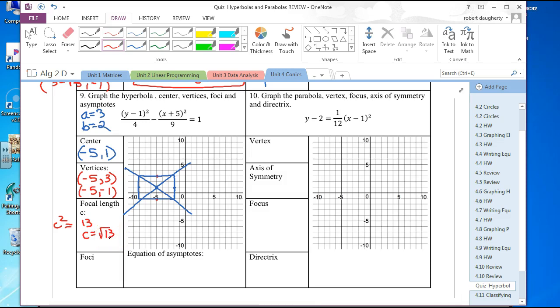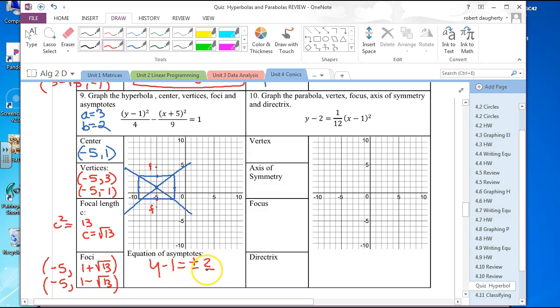So it tells me if I go up 1, 2, 3, somewhere in here, that's going to be a focus point. Go down 1, 2, 3, somewhere in here. That will also be a focus point. Those points are going to be negative 5, 1 plus square root of 13, and negative 5, 1 minus square root of 13. Those are the two focal points. Equation of the asymptotes, y minus 1 equal plus or minus b over a, that's 2/3 x plus 5.